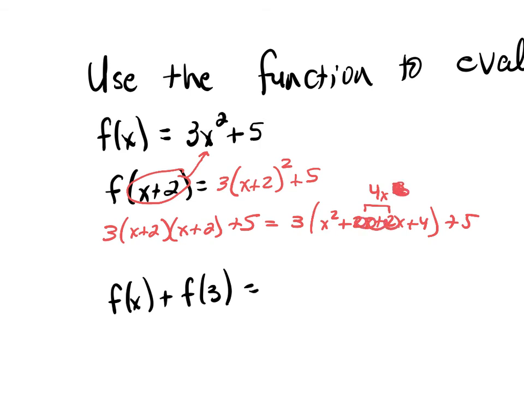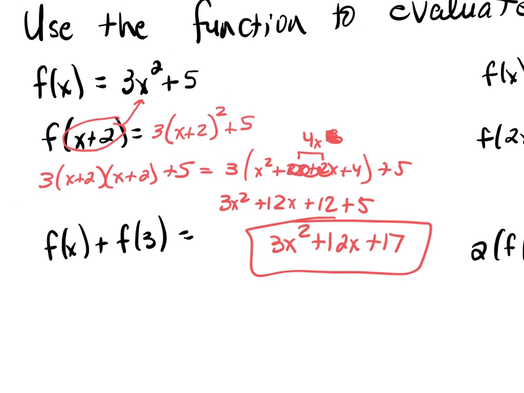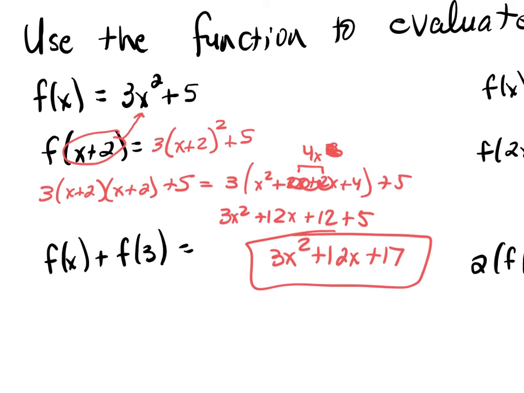Now we can distribute. That 3 times x squared is 3x squared. 3 times 4x is 12x. And 3 times 4 is? 3 times 4 is 12. And then I have my plus 5. So you end up, guys, with 3x squared plus 12x plus 17. You're just foiling. That's it. And then just combining like terms.